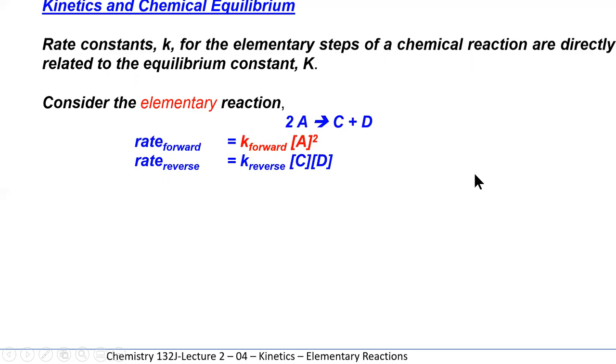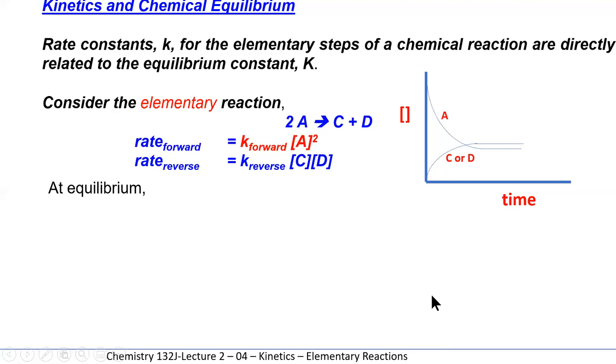Now, if we look at a graph of concentration versus time, we can see that the one that's decreasing must be A because A is being used up. And C and D could be represented by the second curve going upward. You can see that eventually the concentrations don't change anymore. The rate of the forward and the rate of the reverse reaction must be equal in this case. When that happens, we say the system is at equilibrium.